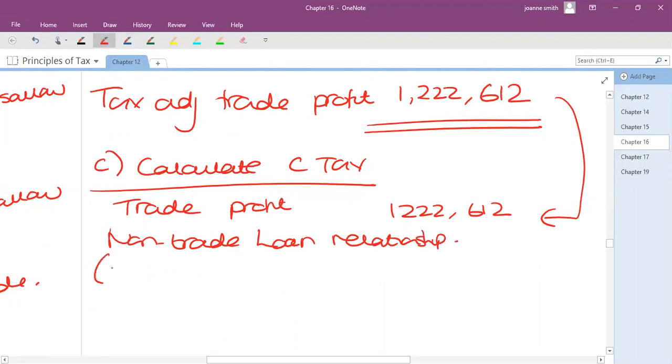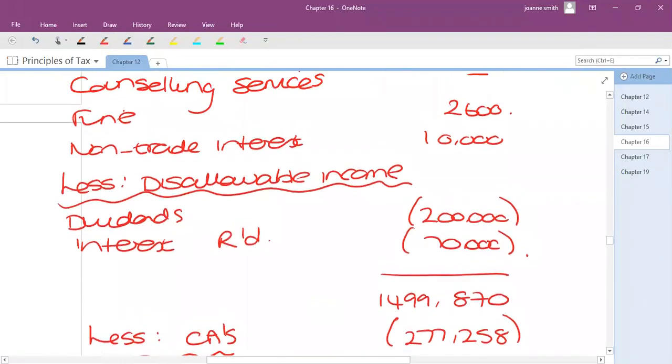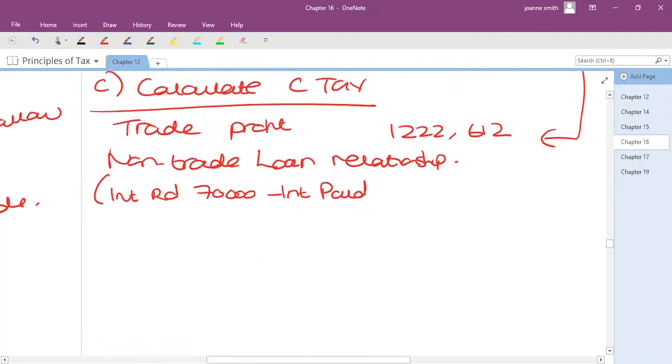Remember, that's made up of your interest that you've received, which is the 70,000, minus any non-trade interest that you've paid. And we had some of that, didn't we, in this question here? So we're disallowing it because it's not trade, but it is still taxable. We can net off the received and the payment. So we're going to take off that 10,000, giving us a net loan interest from non-trading activities of 60,000.